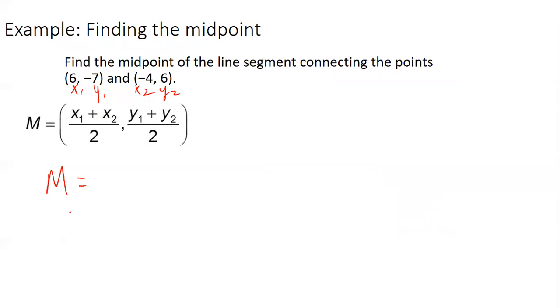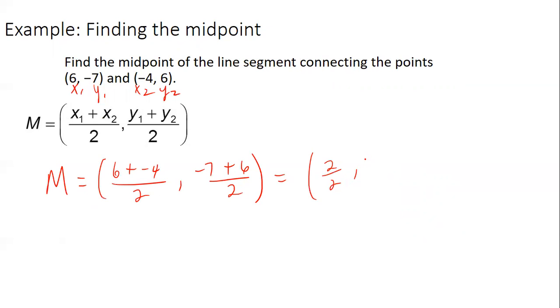Midpoint is always with a capital M. Lowercase m means what? Anyone? Slope. Oh, that's right. Lowercase m means slope. All right, so we end up with 2 divided by 2 and -1 divided by 2. So our midpoint is at (1, -1/2).